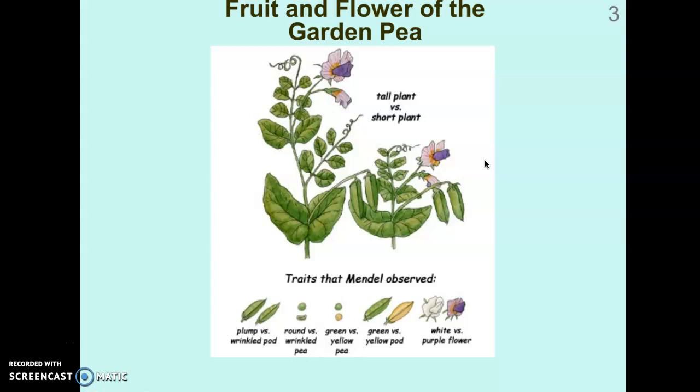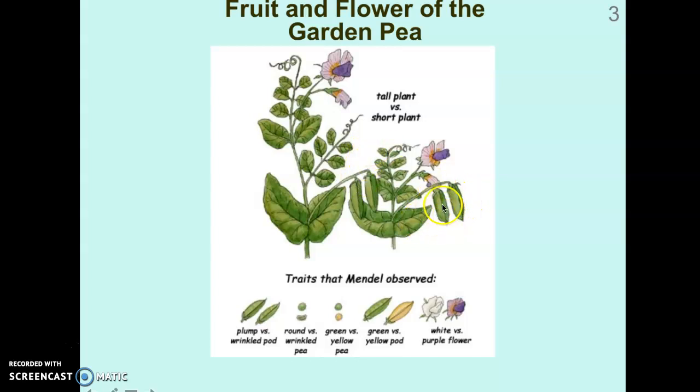When he started looking at pea plants, he observed that things were different. Some plants in the garden were tall and some were short. Some had purplish flowers, and some had white flowers as well. He noticed that some of the pods were green, but some were yellow. He also found some very plump-looking pods and some that were shrunken, shriveled, and wrinkled, as he called them.